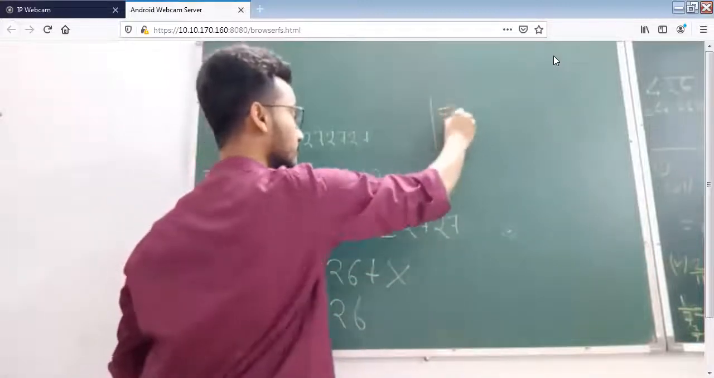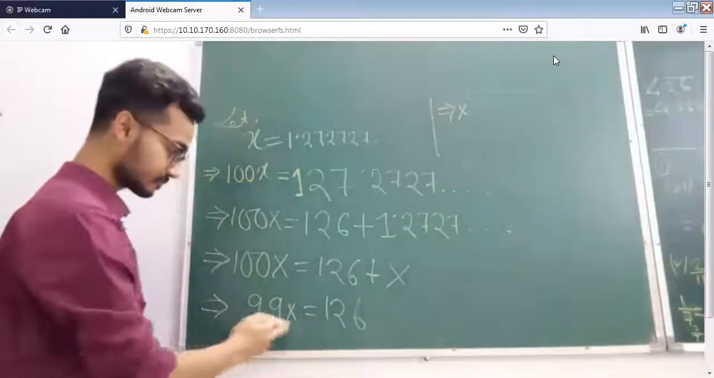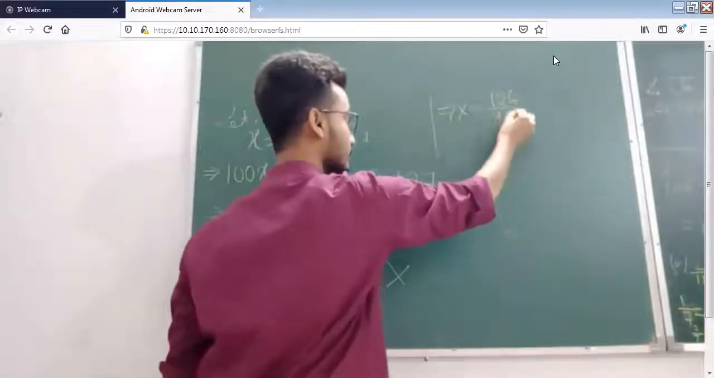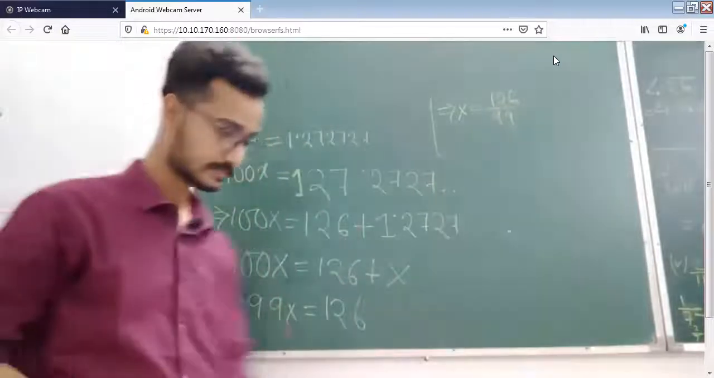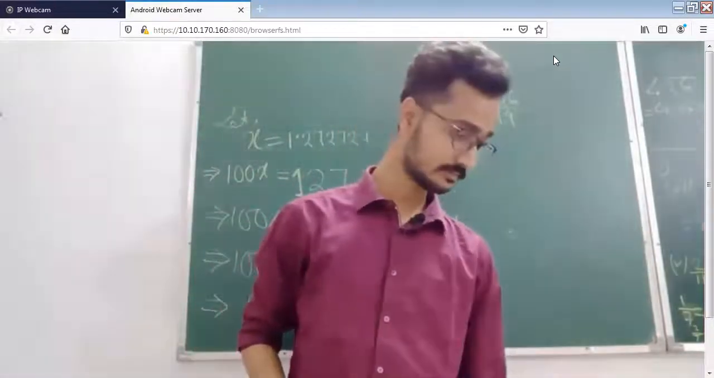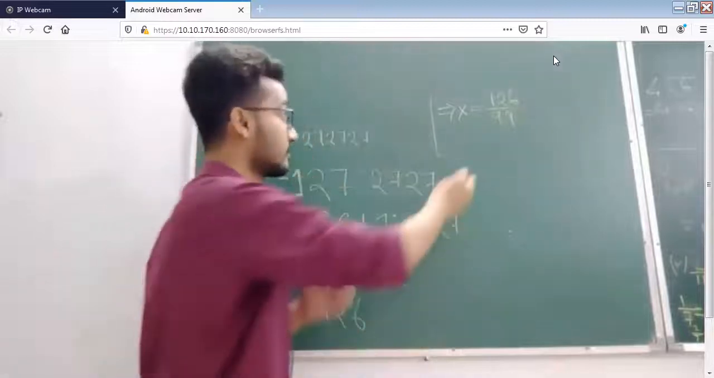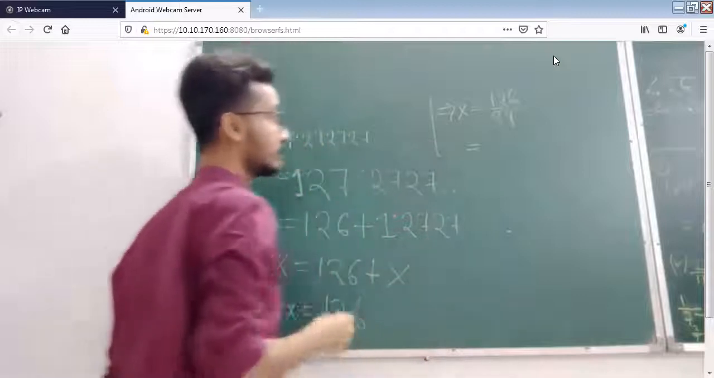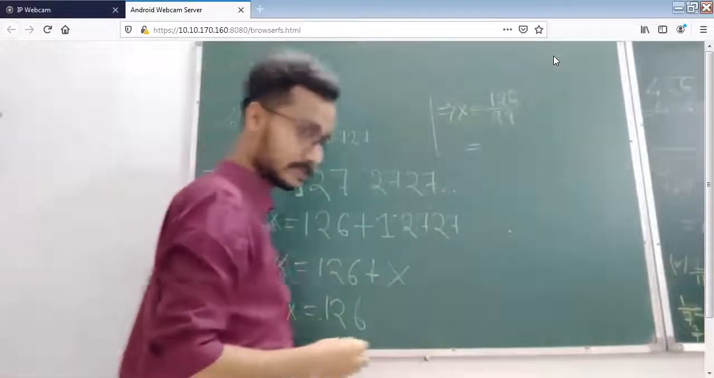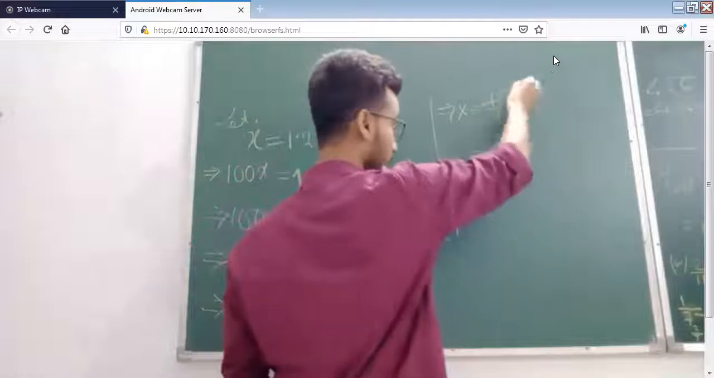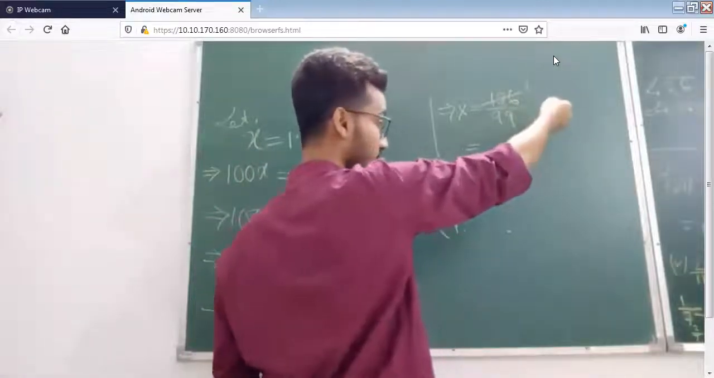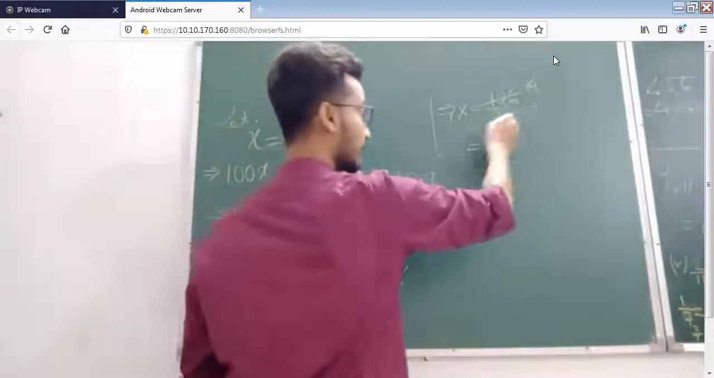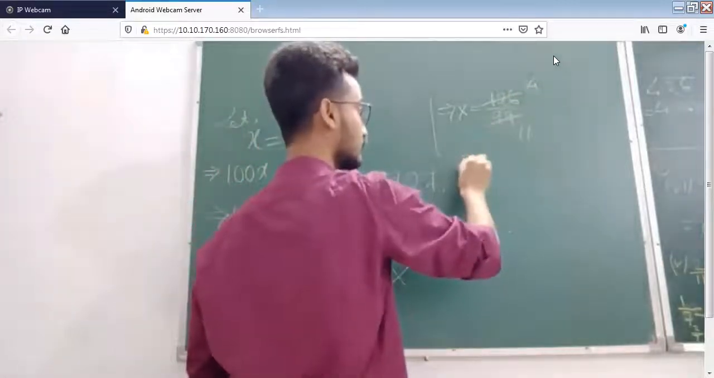So what will be the value of x? So the value of x will be 126 by 99. Yes or no? This is the value of x. Is this clear? Now simplify it. 126 divided by 9: 9 times 1 is 9, the remainder is 36, and 9 times 4 is 36. And 99 divided by 9 is 11. So it will be 14 by 11.